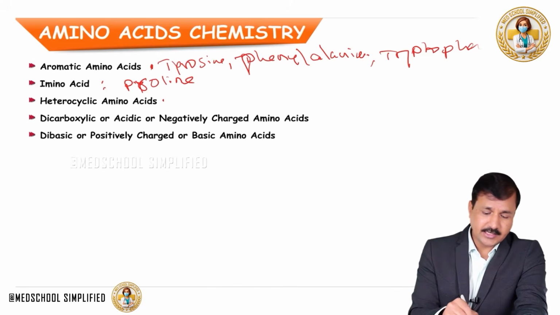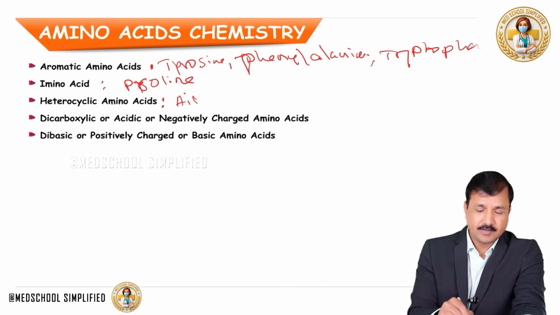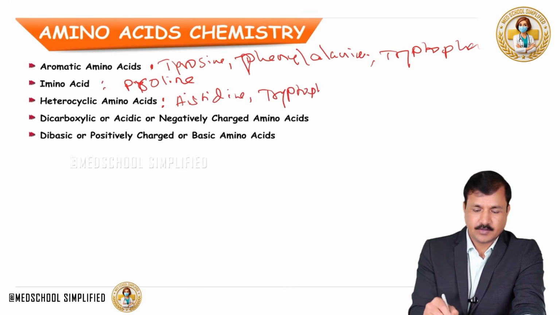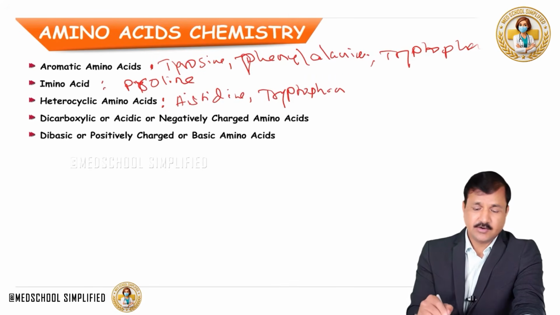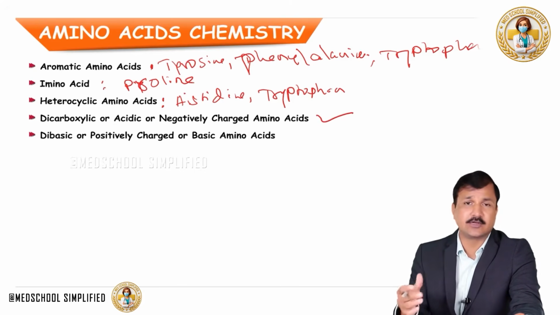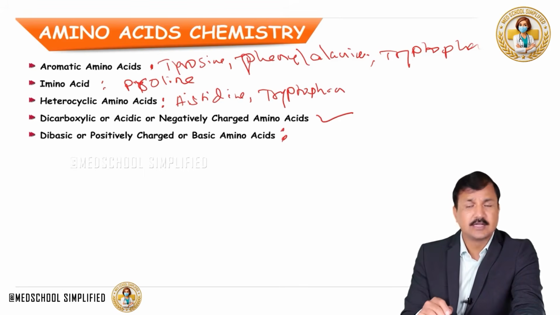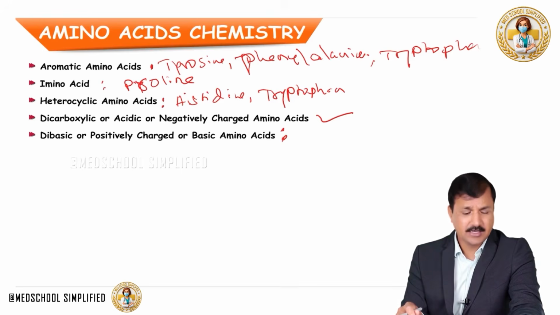Now, coming to heterocyclic amino acids. Histidine and tryptophan are referred to as heterocyclic amino acids. Now, acidic amino acids, which are also referred to as dicarboxylic acids or negatively charged amino acids, are aspartate and glutamate. And the dibasic or positively charged amino acids, or basic amino acids, are lysine, arginine and histidine. Okay, so these are all the different classifications of amino acids that you must be aware of.